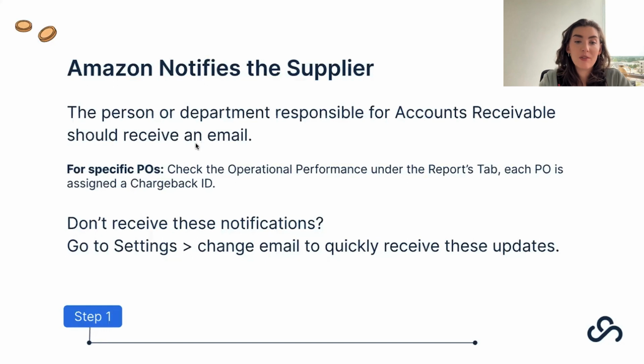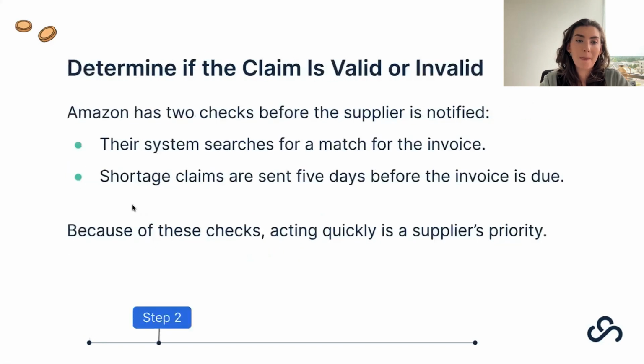And then this is just kind of a call out for any notifications. Go to settings, and that's how you would change emails to receive updates quickly. There's a part later when it comes to disputing if you want to add more emails, and I can show you how to do that to keep a team in the loop about specific POs.